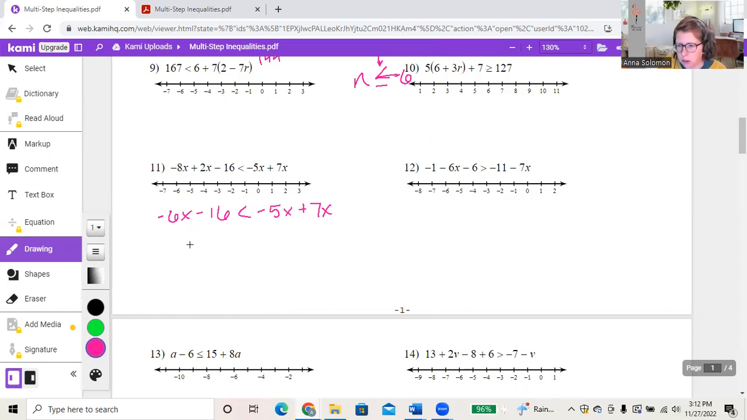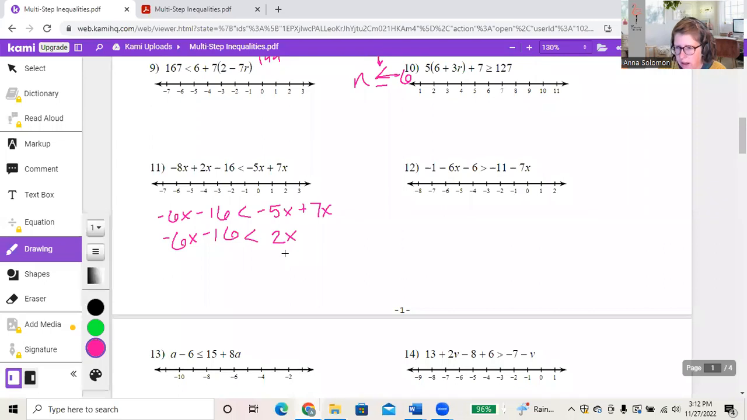All right. So let's see. What are we doing next? Oh, look at that. That's 5x and 7x. I should have simplified that. I'll do that now. So we've got -5 plus 7 is 2x. All right. And then -6x minus 16.